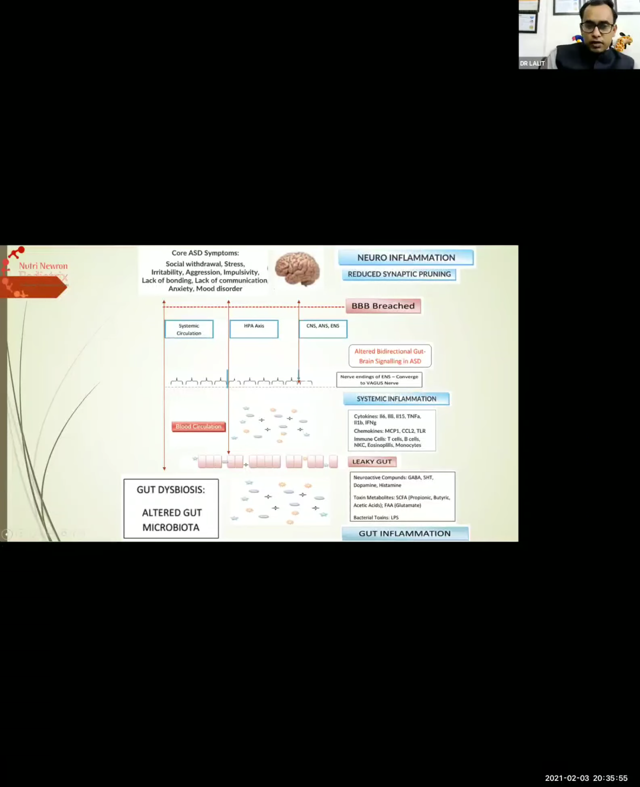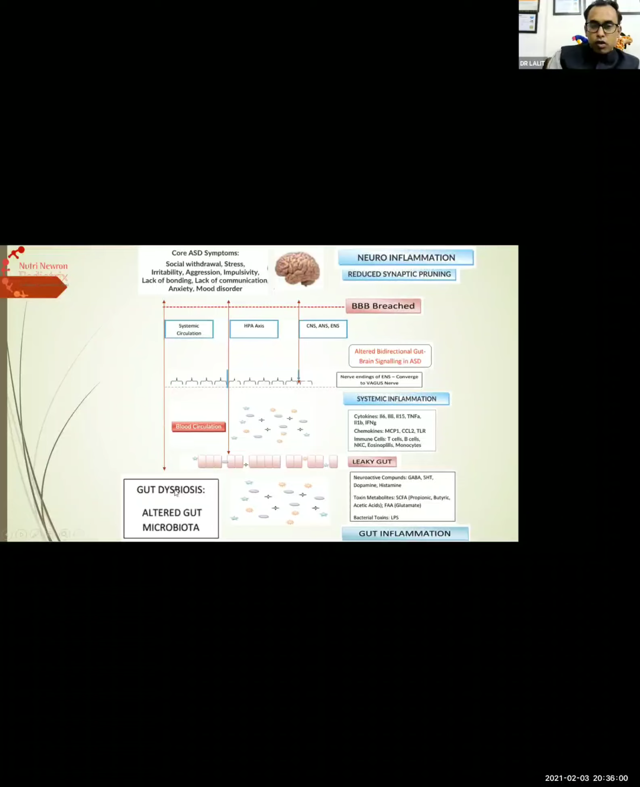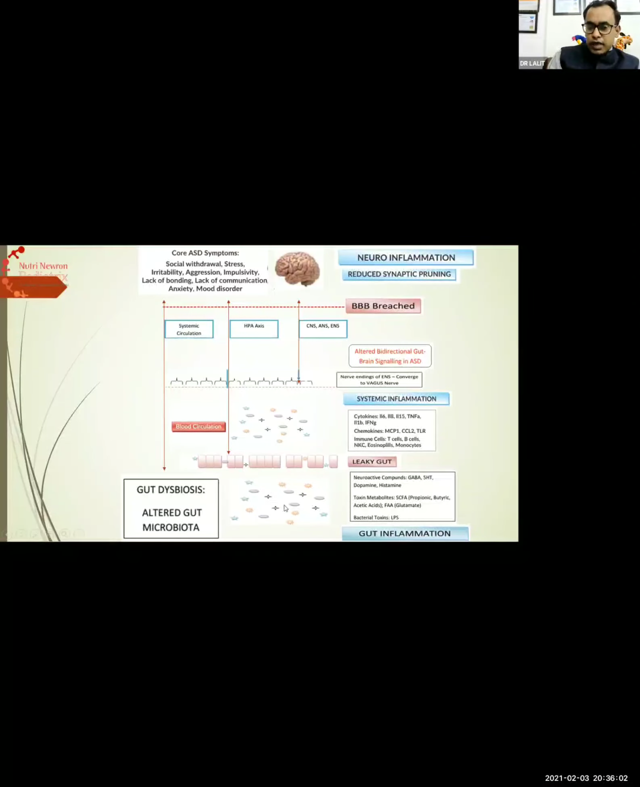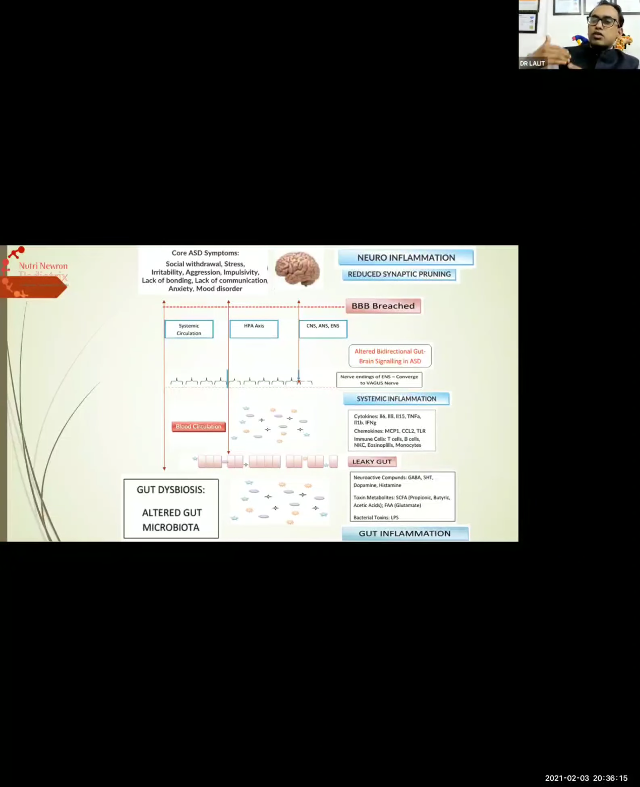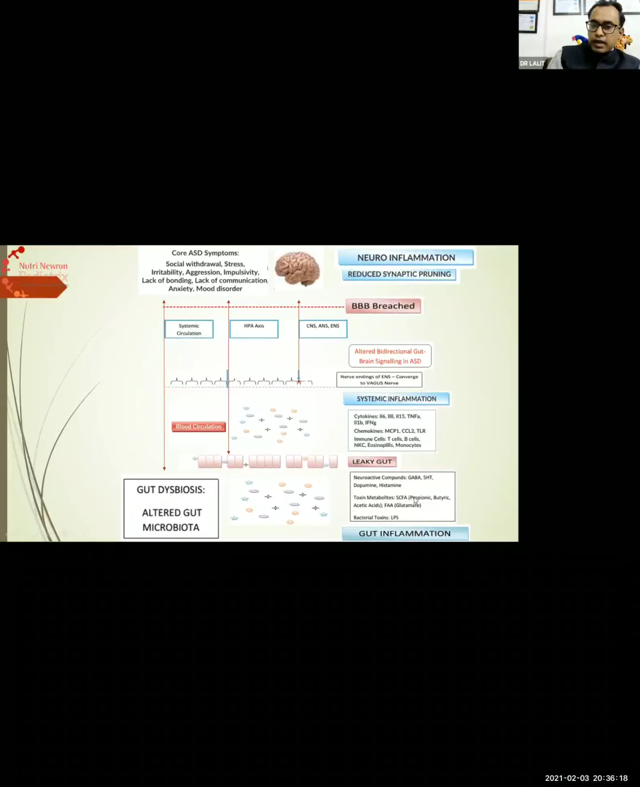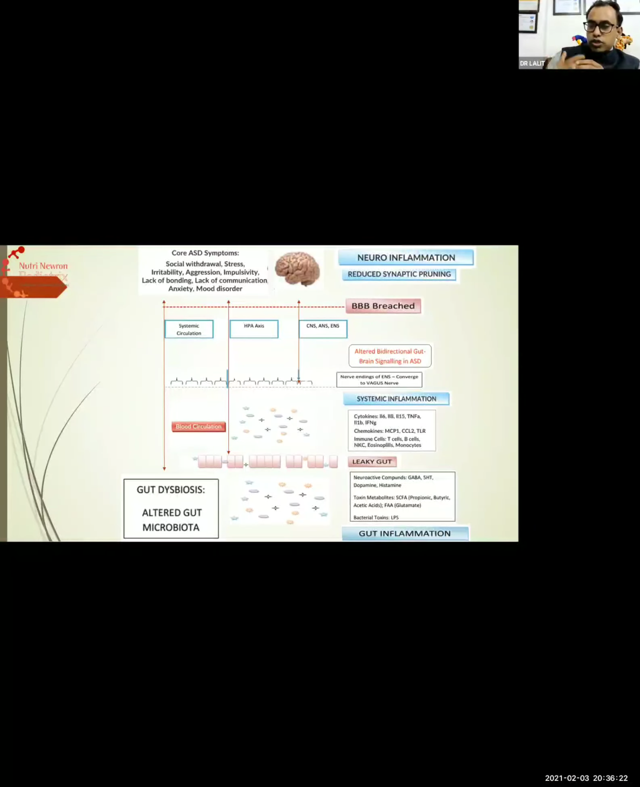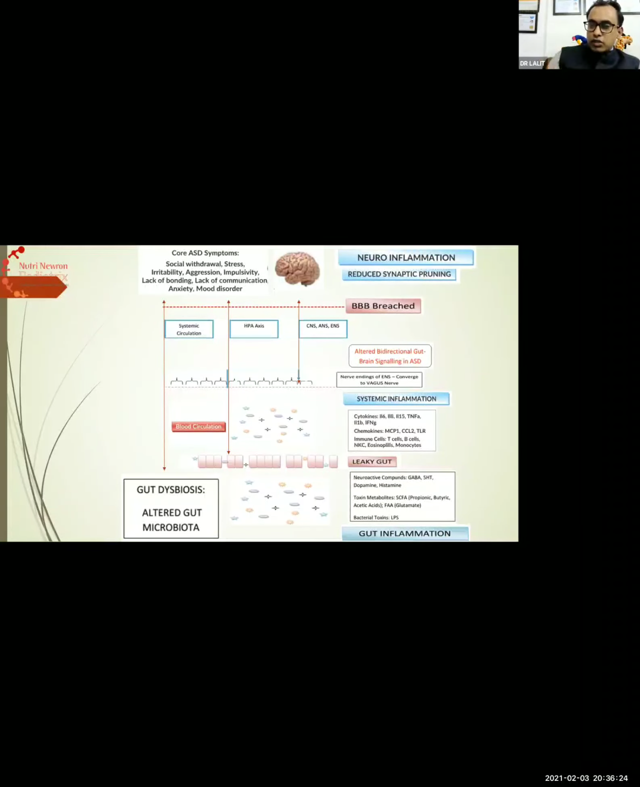Now, gut dysbiosis: we have discussed the factors which cause it. When these factors of gut dysbiosis happen, the bad bacteria release a lot of toxins. Along with the leaky gut, these can be tumor necrosis factor alpha and interleukin 6. And along with that, there are some metabolites, like short chain fatty acids, which are also produced through the release of these bacteria during the fermentation process.